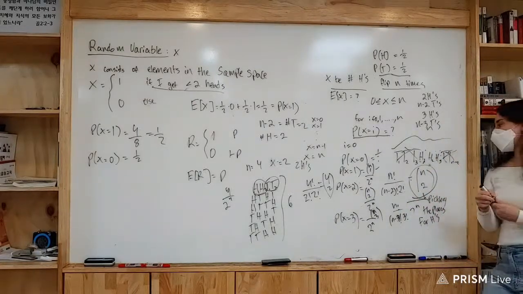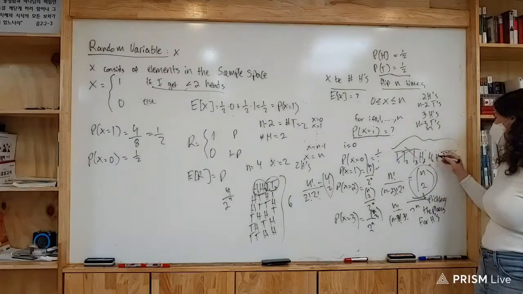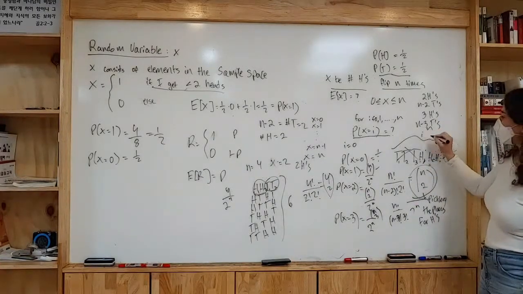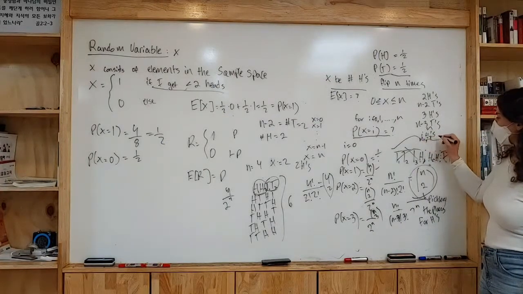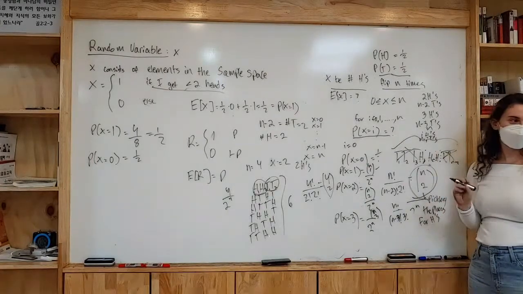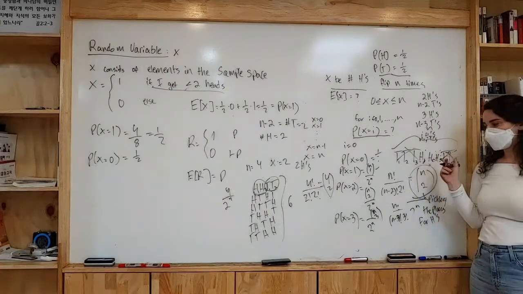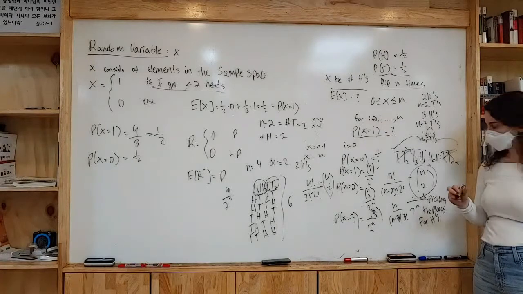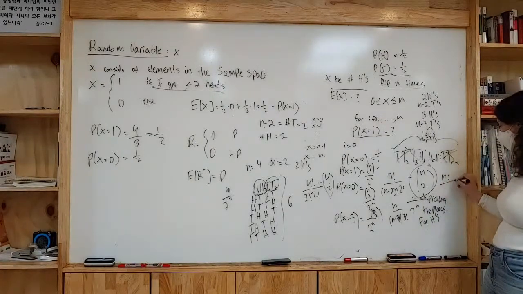Alright, what is the probability that x equals i? I have i heads, and how many tails do I have? N minus i tails. I heads, n minus i tails. How many ways can I arrange that? N choose i.